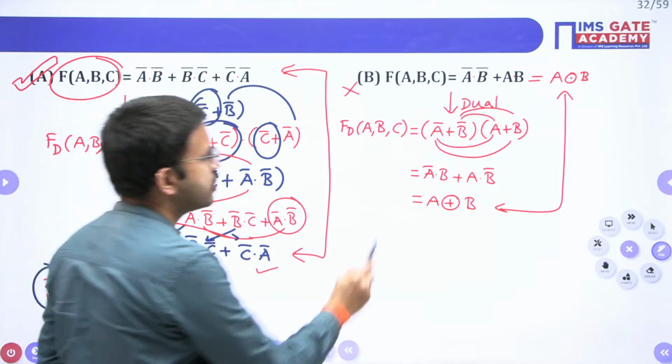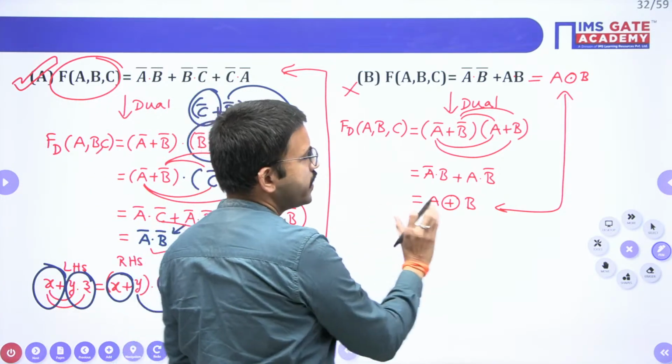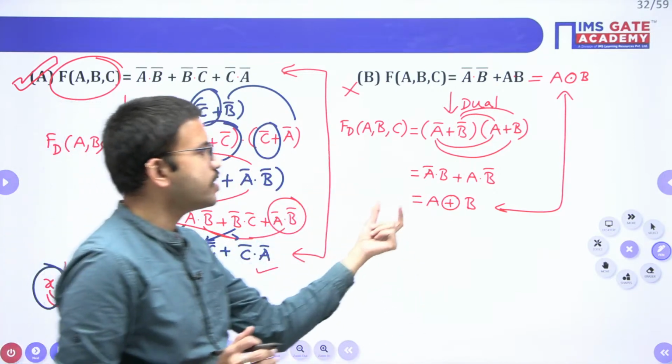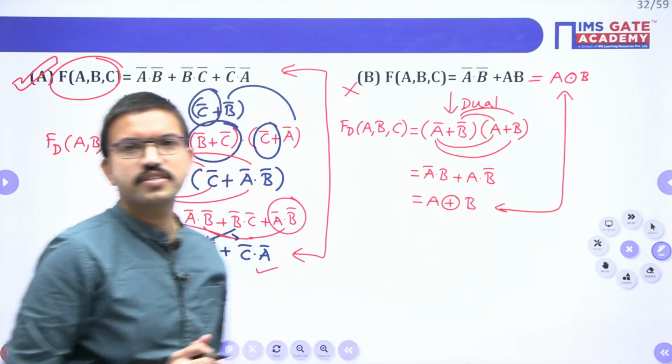So here the conclusion point is XOR and XNOR among two variables are dual to each other. XOR and XNOR among two variables are dual to each other.